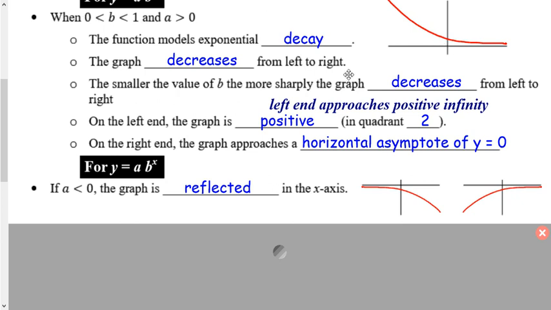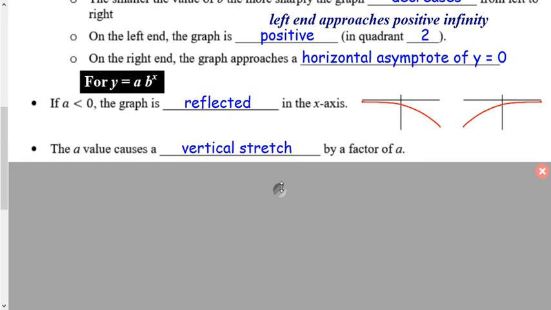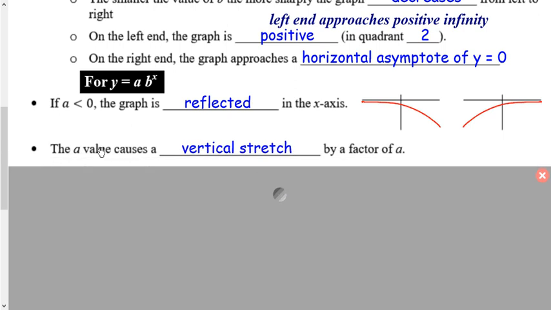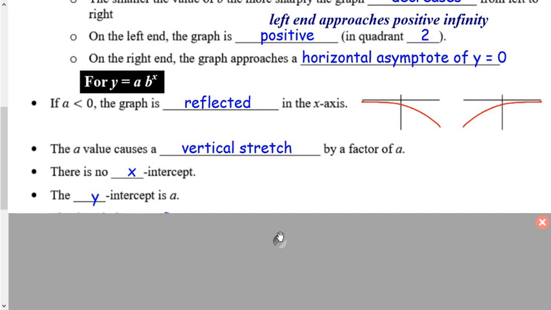Okay, we won't have to deal with reflections very much, but we do need to understand a little bit of what's happening with those graphs. The a value always causes a vertical stretch by a factor of a. Notice for all of these graphs, there was no x-intercept. We had y-intercepts, but no x-intercept. The y-intercept is equal to the value of a. And that's what we observed on the previous page doing that investigation number 3.